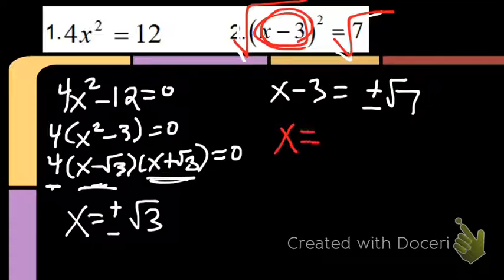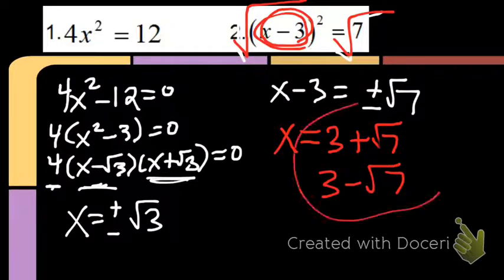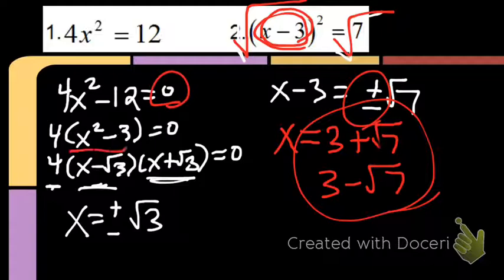So you add 3 to both sides, and you get x could equal 3 plus root 7, or x could equal 3 minus root 7. So that's extracting the root. Just isolating x, taking the square root, putting the plus or minuses, or getting equal to 0 and factoring using difference of two squares.